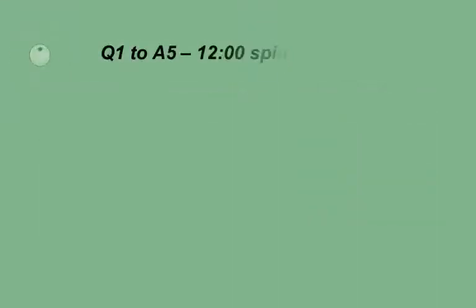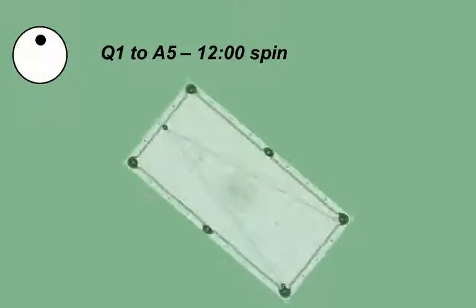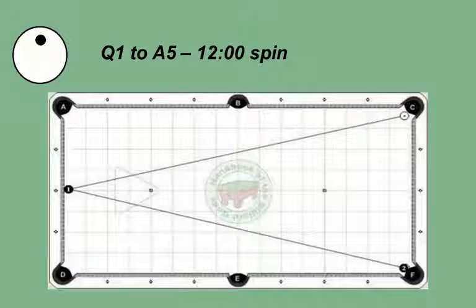This is the 12 o'clock spin, from the Q1 position. To make this shot work, the cue ball needs a medium 2 speed. When it contacts the first rail, the top spin on the ball pulls the ball path over just enough to get it into the corner pocket.